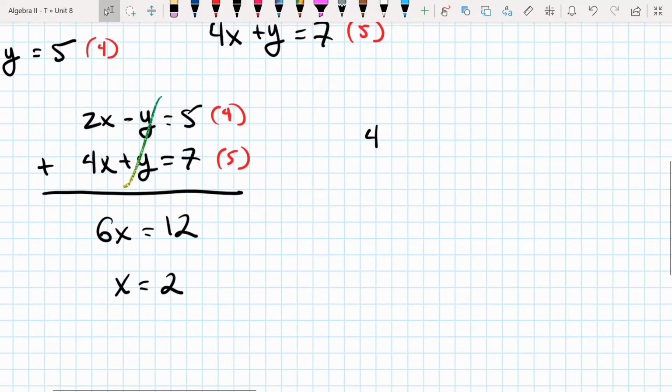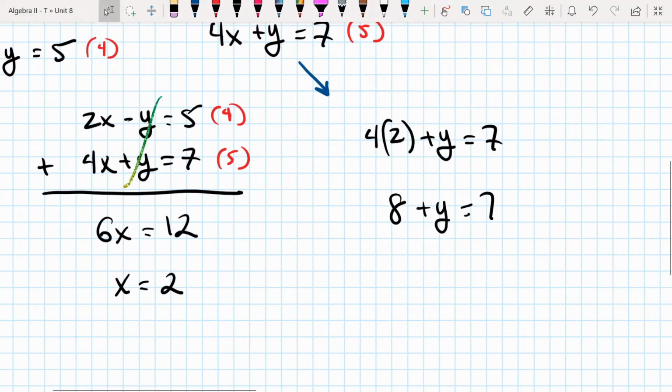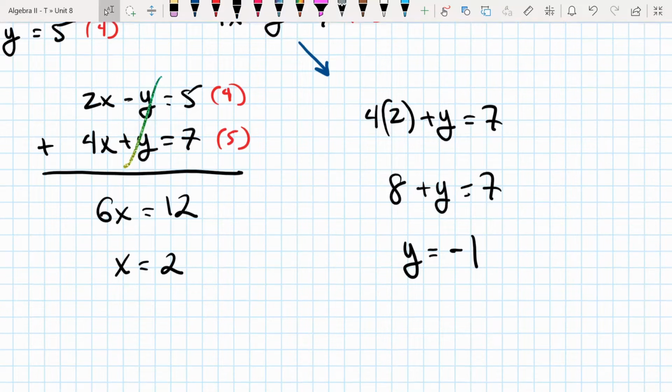So I'm going to take equation 5 here, and I'm going to plug in 2 for x, and then solve for y. So 8 plus y is equal to 7. Therefore, the y value is equal to negative 1. Okay, so we have 2 of our 3 variables, and now we just need one more, the z value, to answer the question.